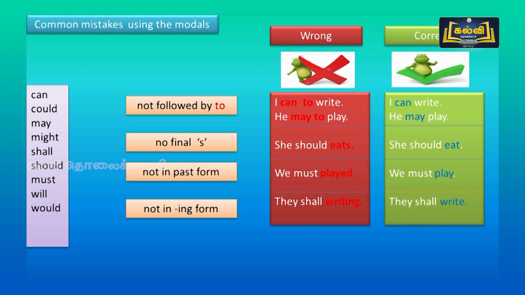The first common mistake that we commit in using the modal auxiliary verbs is that a modal auxiliary verb should not be followed by to. If you write I can to write or he may to play, it's wrong. So it has to be expressed without to. A modal is not followed by to. So the correct way of writing is I can write, he may play.